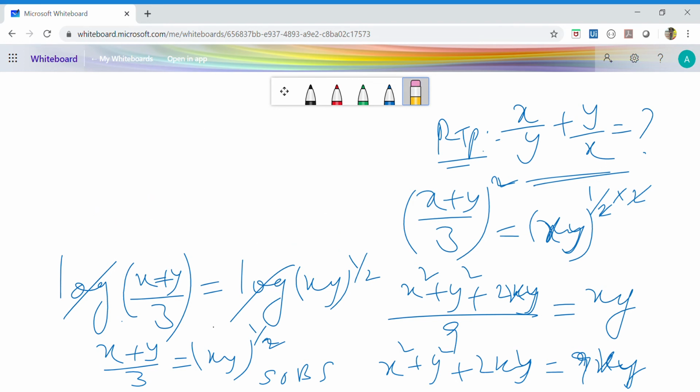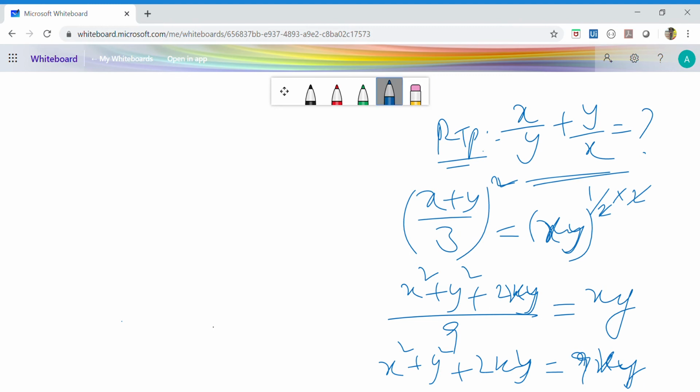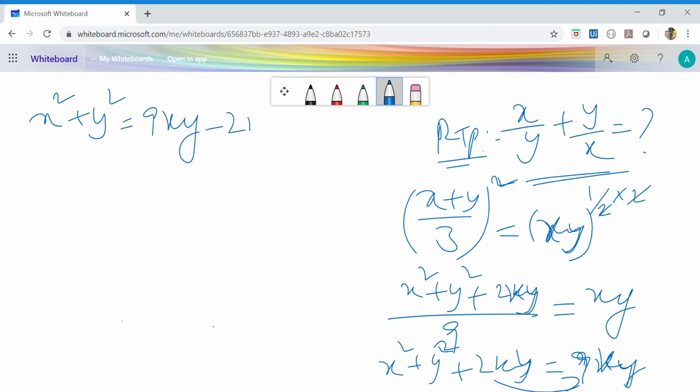We made a single logarithm as the given condition and cancelled the logarithm on both sides, and we got x square plus y square plus 2xy is equal to 9xy. Here the like term 2xy is transposed to that side, so x square plus y square is equal to 9xy minus 2xy. Plus 2xy becomes minus 2xy. Then x square plus y square is equal to 7xy.